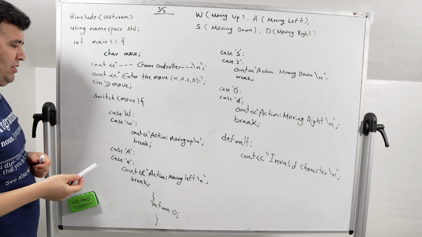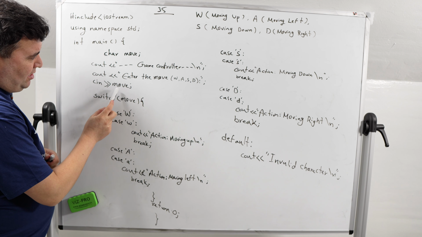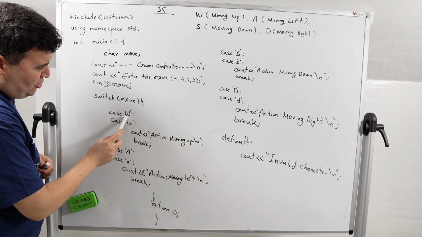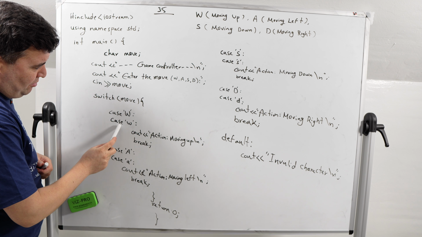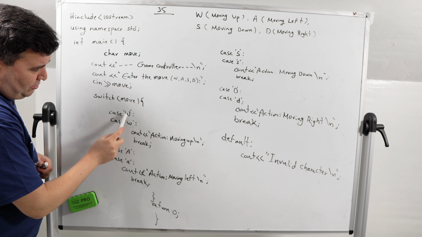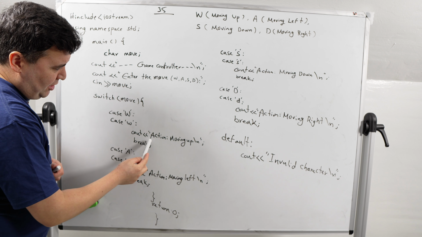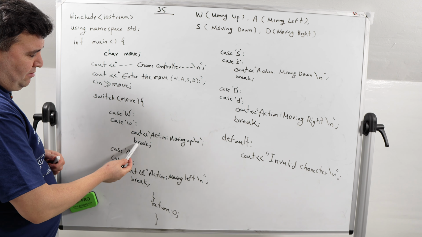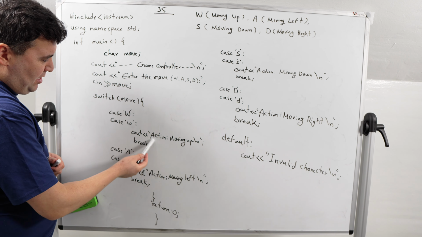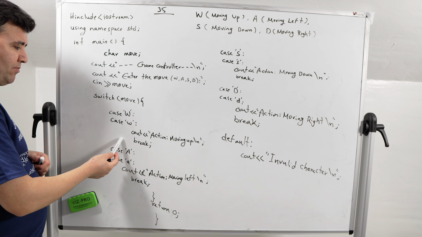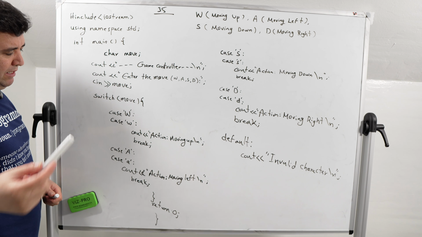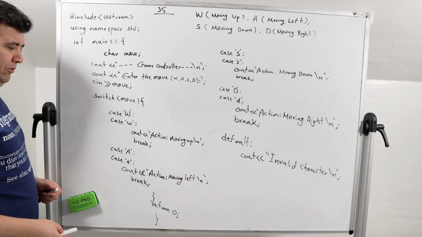So for example, if the user enters W, we store the W inside move, and we compare the move value to each case value. The user enters W, so this W is equal to the case value W. So whenever it becomes equal, it says cout action moving up, and then break. It breaks, and whenever the break is executed, it exits from the switch block and executes the remaining part of our program in the main method.